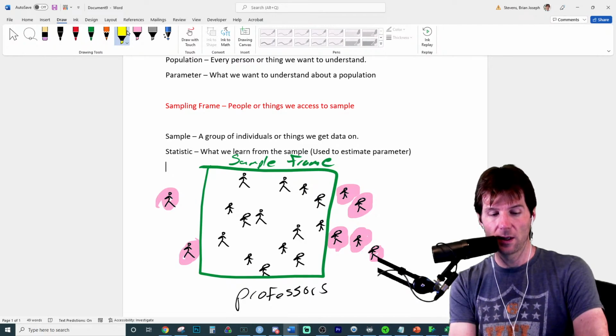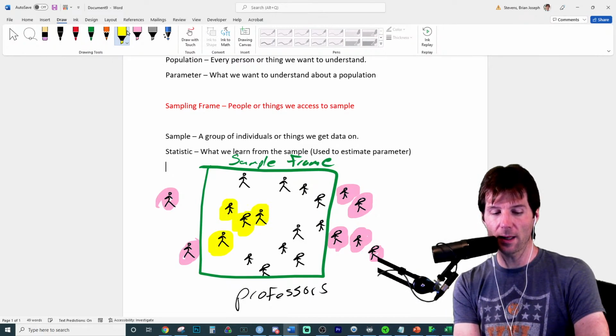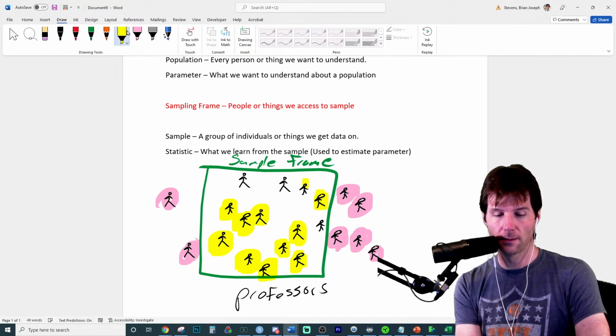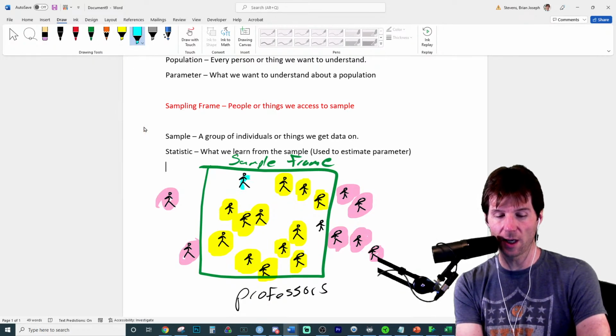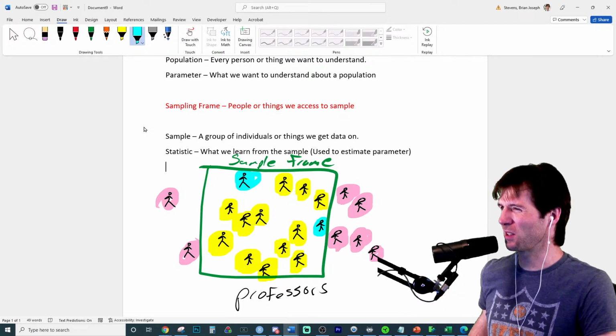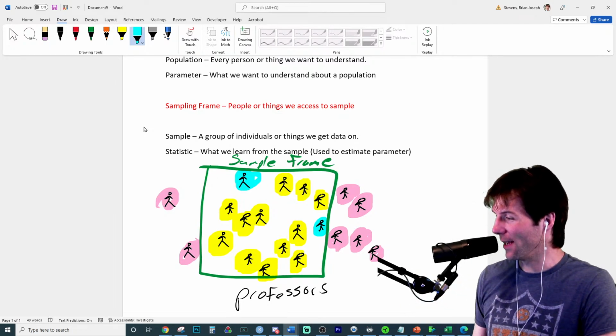Now from this, the ones who do look at their email, you maybe get these to respond, and maybe a few don't respond. You know, everyone in your sampling frame doesn't have to be in your sample. We'll say those didn't respond. These just did not respond. They said, I don't want to take this survey. They saw it, but they didn't respond.